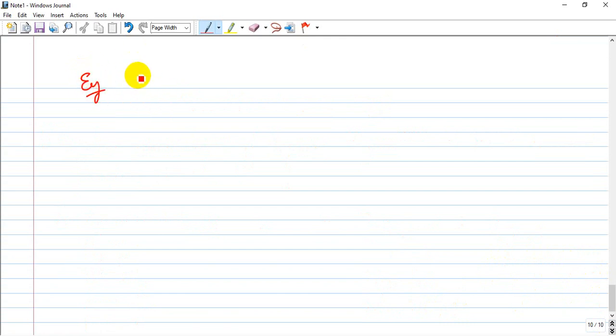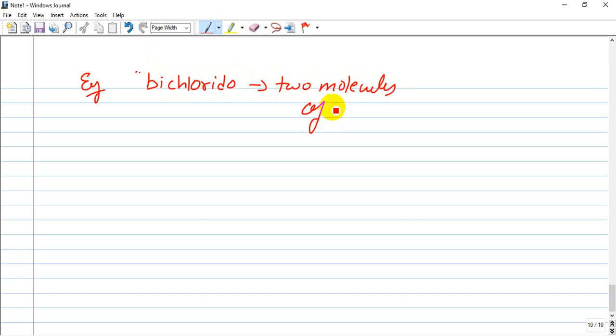If it is written like this, dichlorido, it means 2 molecules of chloride ion is present. So we won't indicate the charge, we are simply writing here Cl twice. So this is the case for the monodentate.